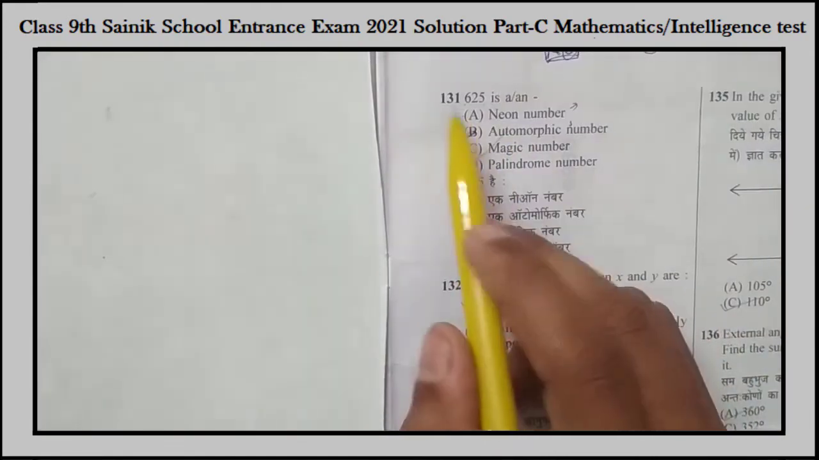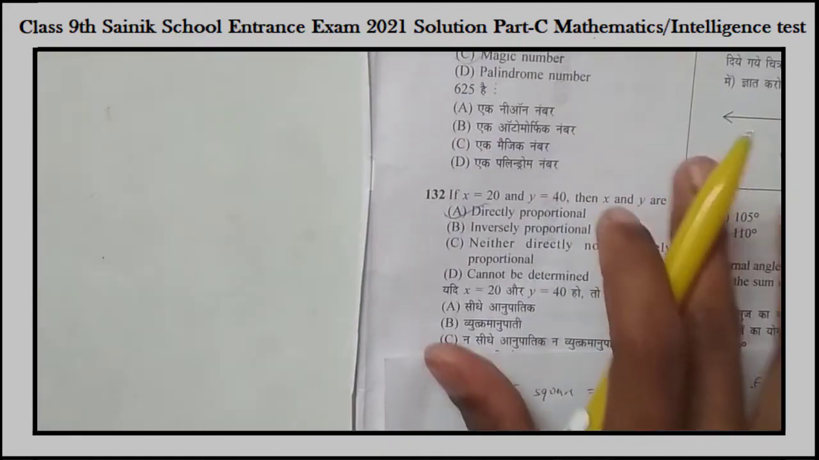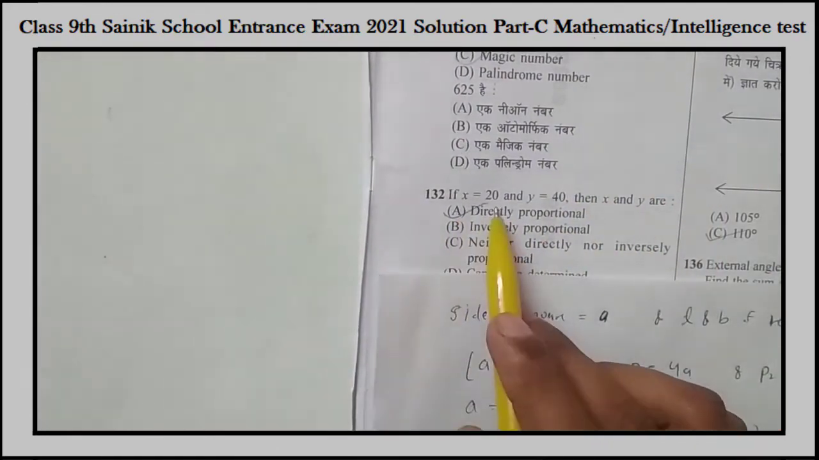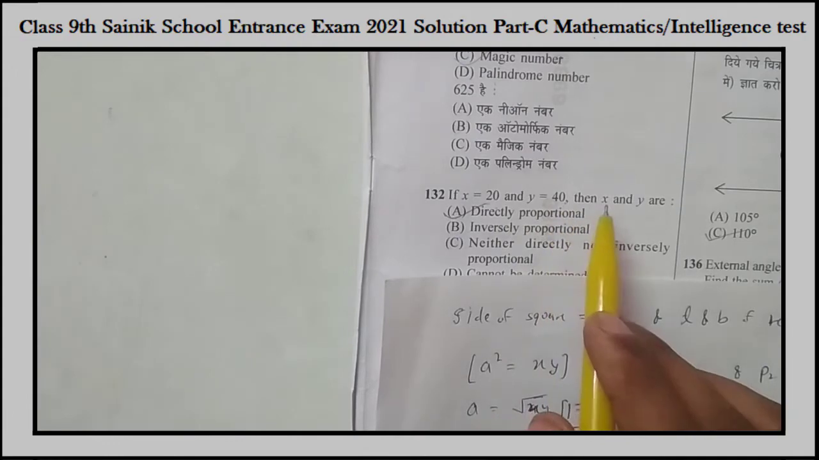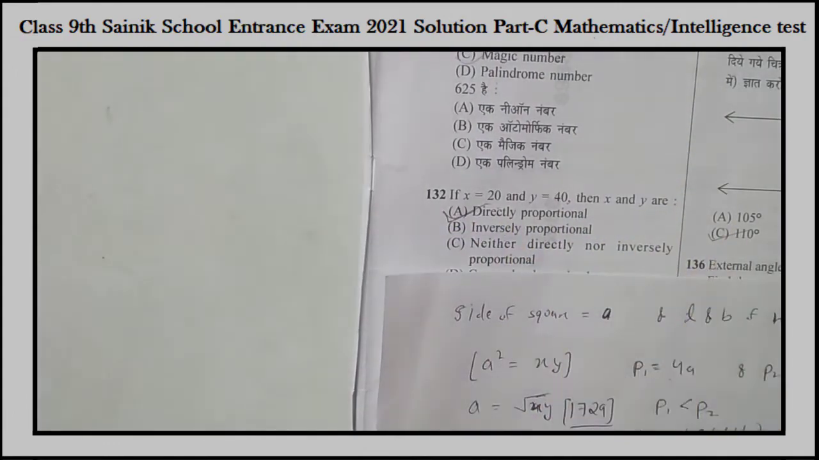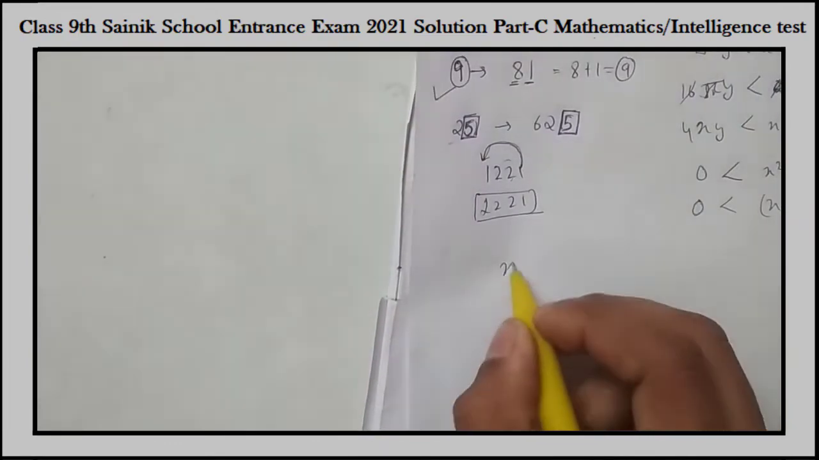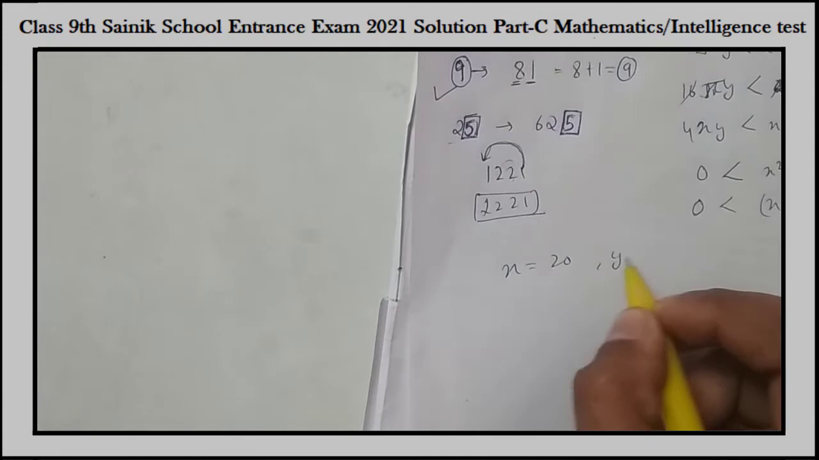So the correct option of question number 131 is option number B. Next question: if x is equal to 20 and y is equal to 40, then x and y are... The correct answer is directly proportional. How? We know that x is equal to 20 and y is equal to 40.